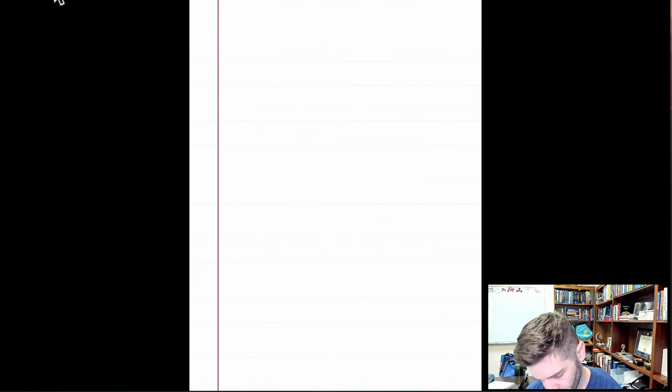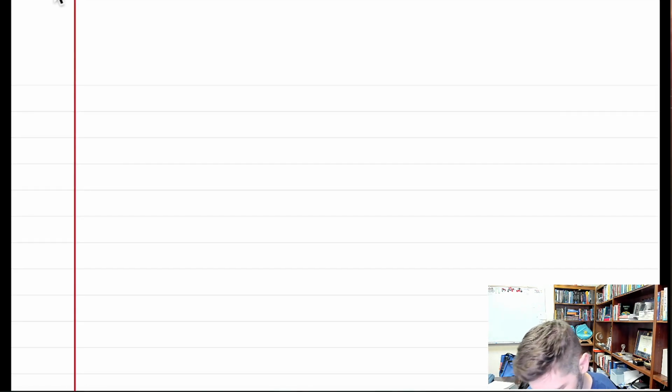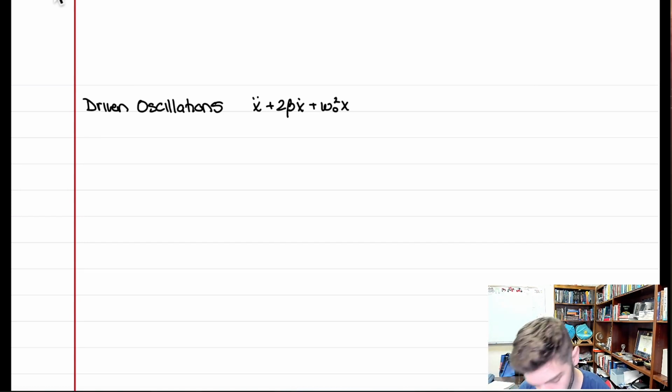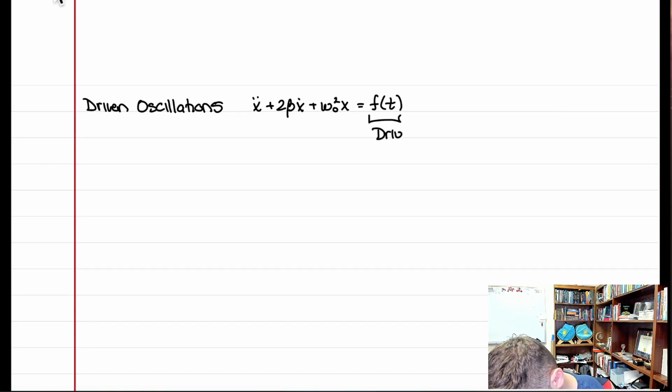All right, so that's damped oscillations. Now what about driven oscillations? And these are the cases where you might have x double dot plus 2 beta x dot plus omega naught squared times x. But instead of it being a homogeneous equation, there might be some driving force or driving function. I'll put force in quotes because dimensionally this really is units of acceleration.